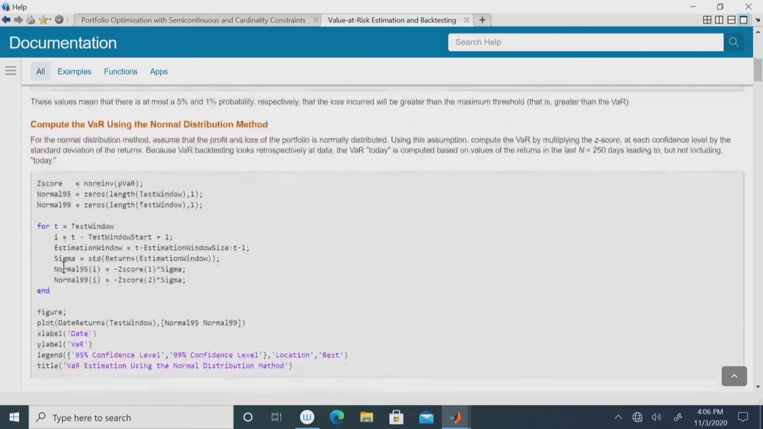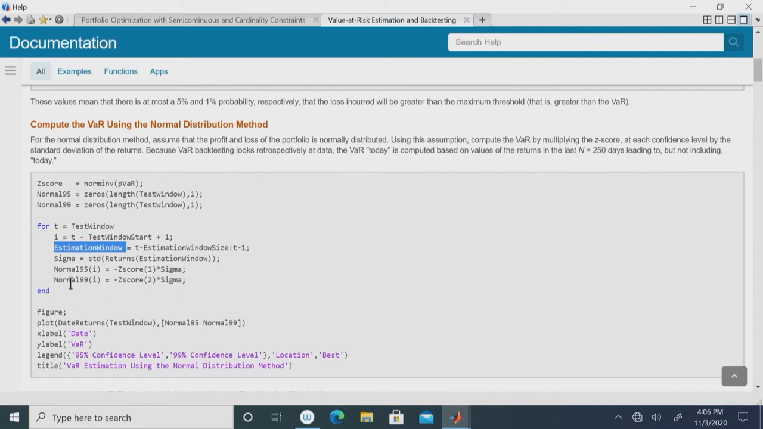So the only thing that is left in order to ascertain our VaR is the determination of the standard deviation. Accordingly, we look at the estimation window. Remember that this estimation window is going to be over 250 days. So we look at the standard deviation of returns over the 250 days, the daily standard deviation.